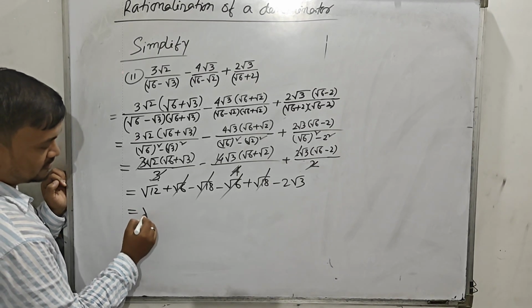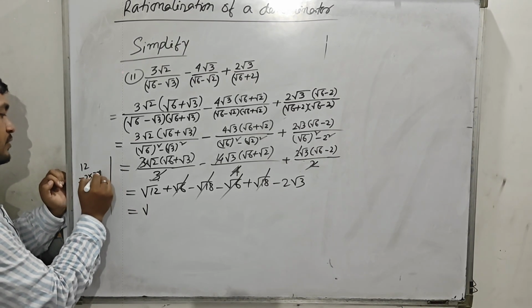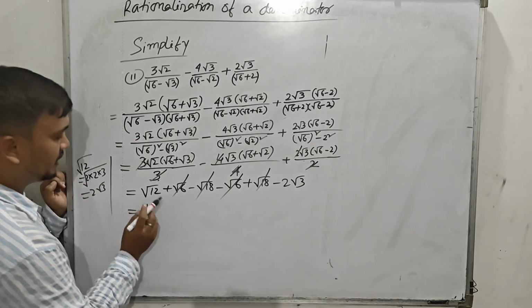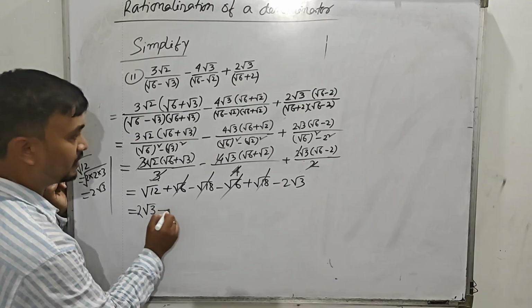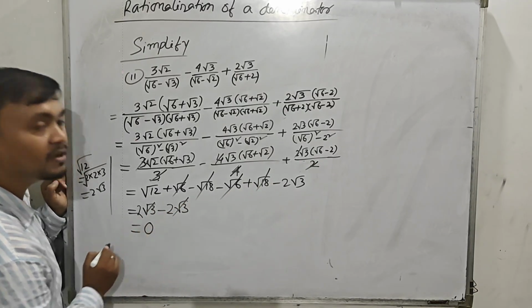This 12 is how much? 12 means what? 12 means 2 into 2 into 3. So the root of 12 means what? 2 root 3. Rather than think about it, 2 root 3. And then the basic one, 2 root 3. What is cancelled, like 1 by 0.